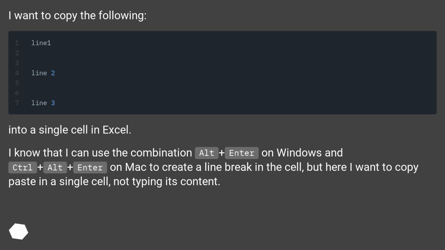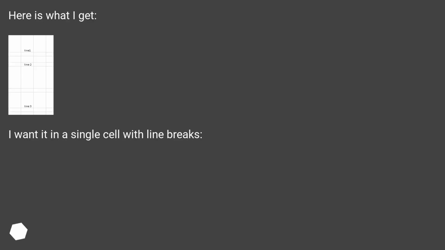I know that I can use the combination Alt plus Enter on Windows and Control plus Alt plus Enter on Mac to create a line break in the cell, but here I want to copy paste in a single cell, not typing its content. Here is what I get. I want it in a single cell with line breaks.